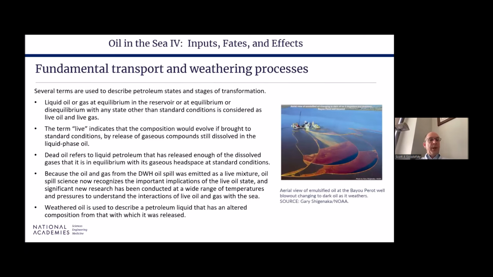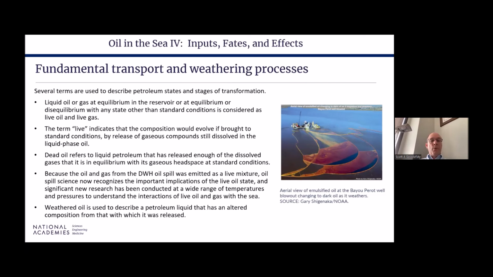So now talking about some of the fundamental processes in more detail, and we can't cover them in enough detail in this talk, but the recognition from Deepwater Horizon that live oil may be spilled into the ocean and live gas, this just is a term used to describe oil and gas that are not in equilibrium at atmospheric temperature and pressure, but rather at some other pressure, such as the reservoir pressure, where perhaps all of what we call the gaseous components could be dissolved in the liquid phase of the oil, or some fraction of those gaseous components could be dissolved in the liquid phase, and all of the volatiles may still be in the liquid phase or present in the gas phase.